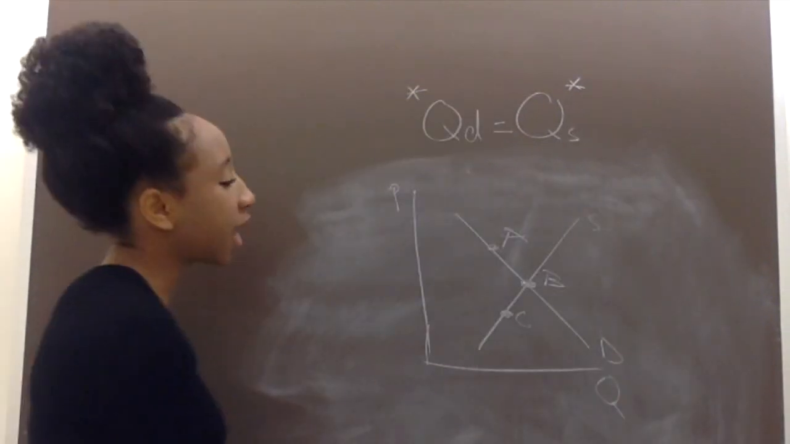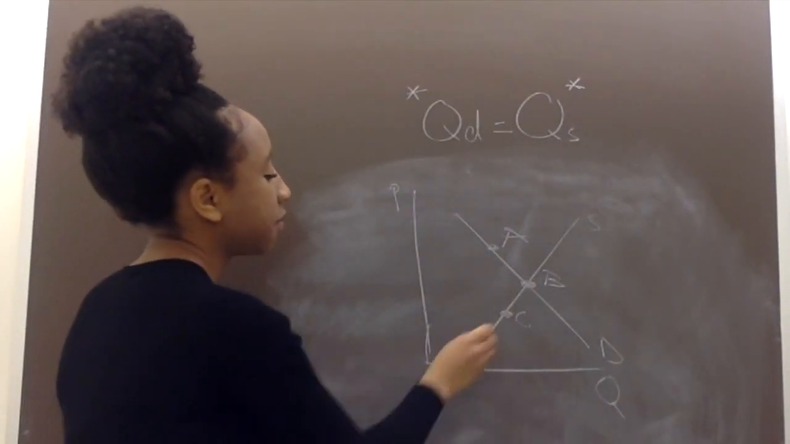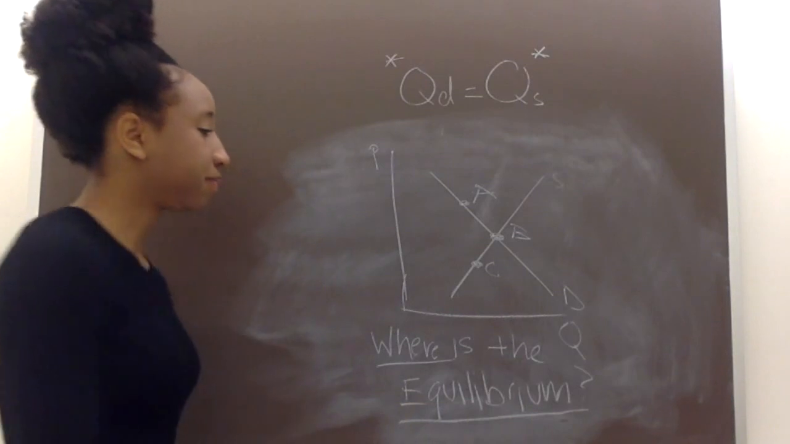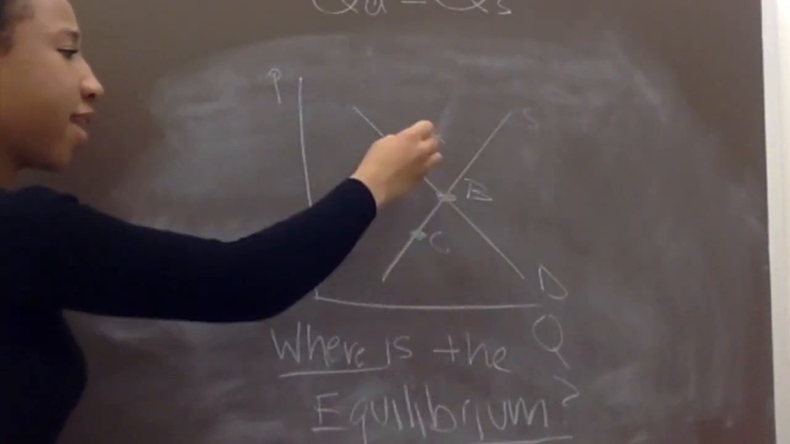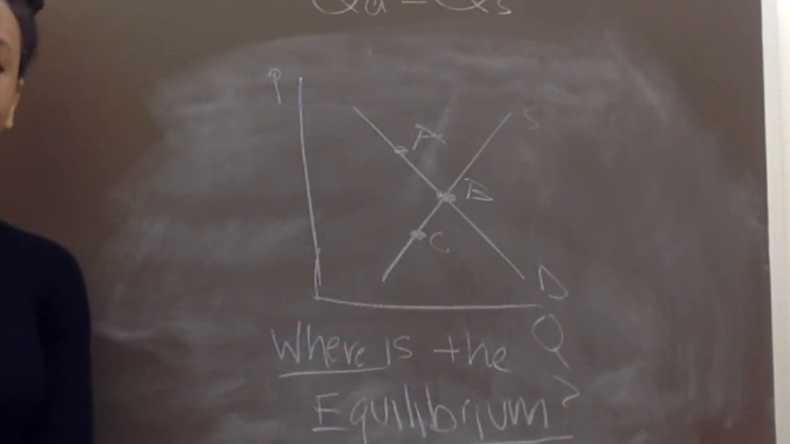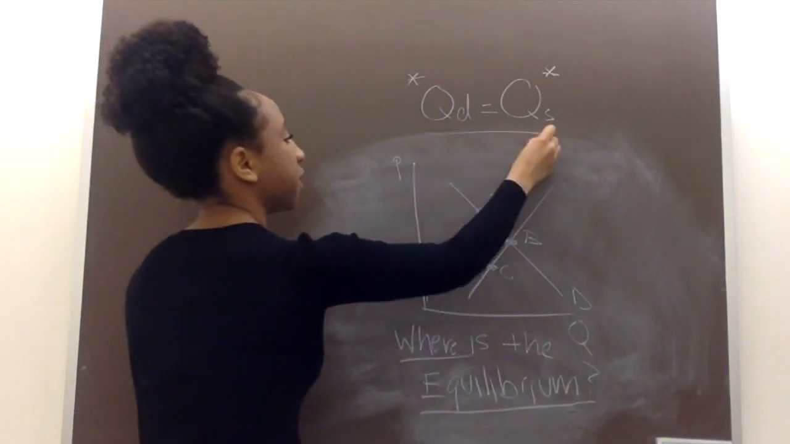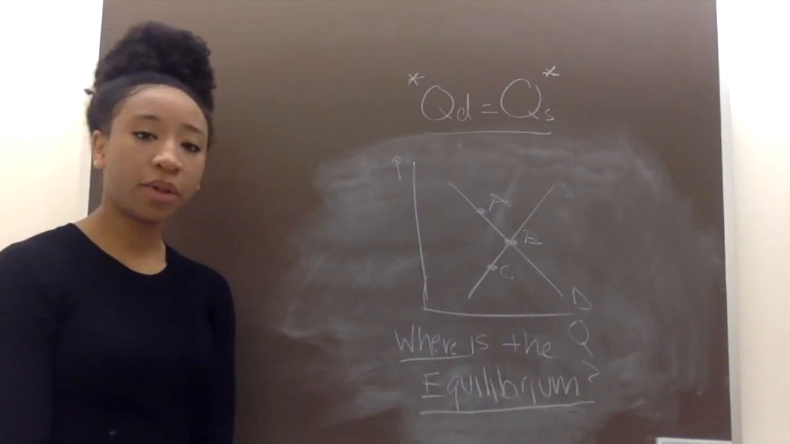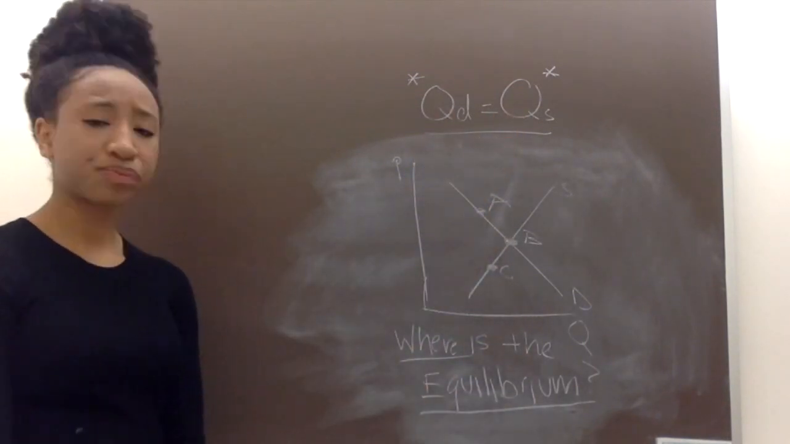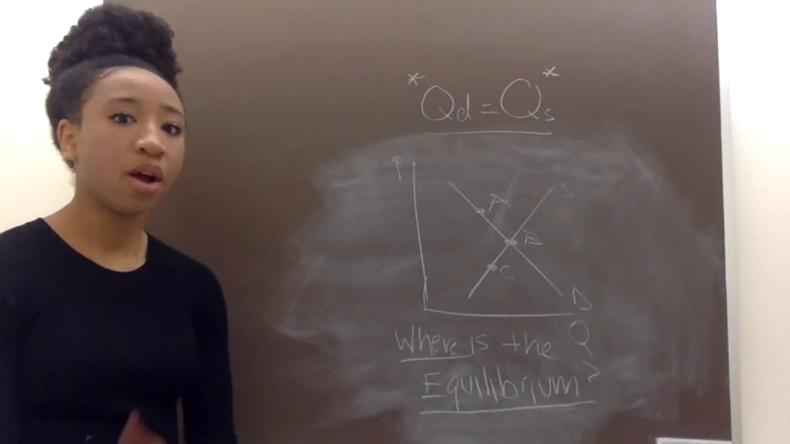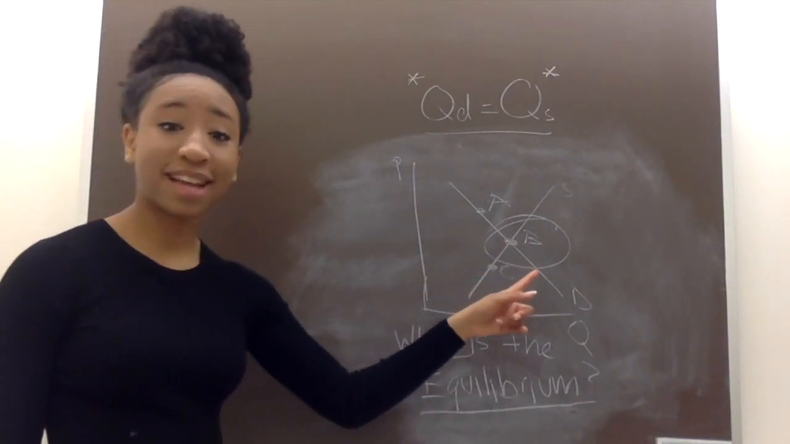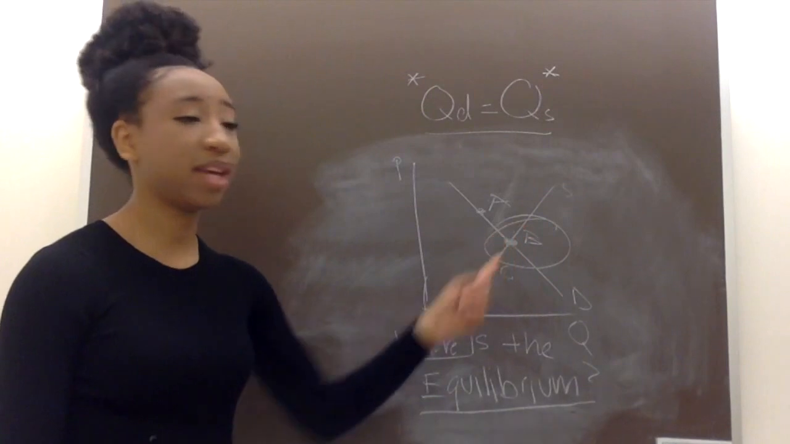Now, let's look at an example. Here's an example. We have point A, point B, and point C. Our question is, where is the equilibrium? Which point is it? Is it A? Is it B? Or is it C? Now, if we look at our equation up here, we know that the equilibrium is where things are equal. It is where the quantity demanded will equal quantity supplied. So when we're looking at this example here, it has to be B. This is where the two lines intersect, and this is also where the two lines will be equal.